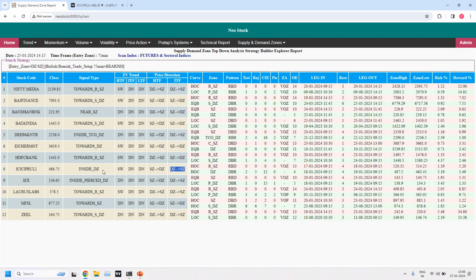At present, prices are in the demand zone. Now prices should travel from the demand zone till the supply zone. At that time only you can plan the trade. See, by the time prices are entering, all these parameters should not have changed. Your trend should not have changed, the ITF trend.